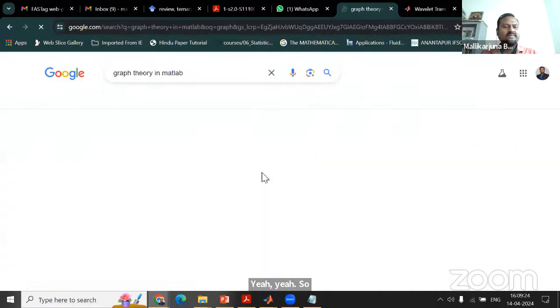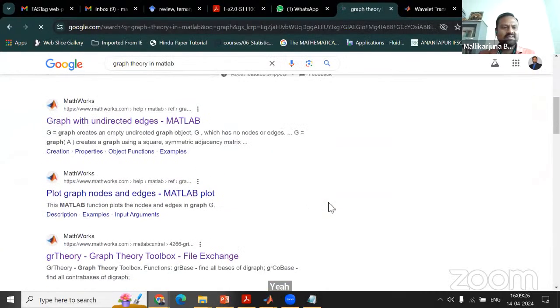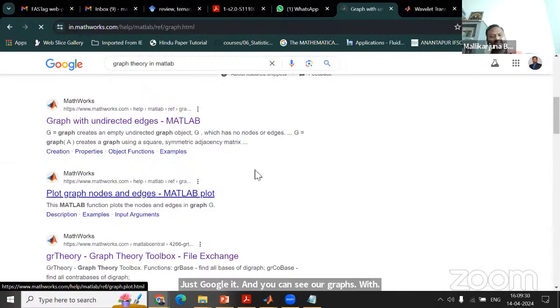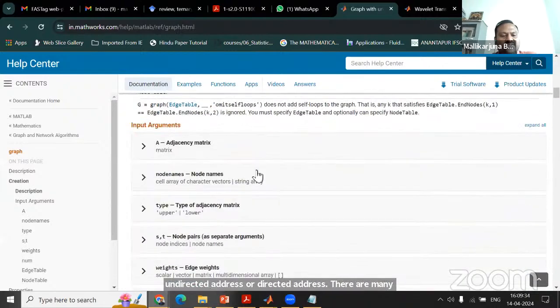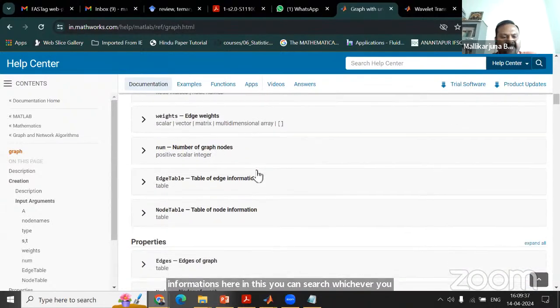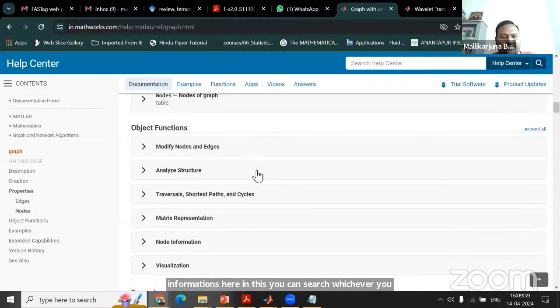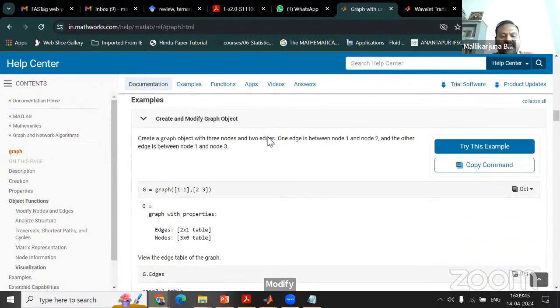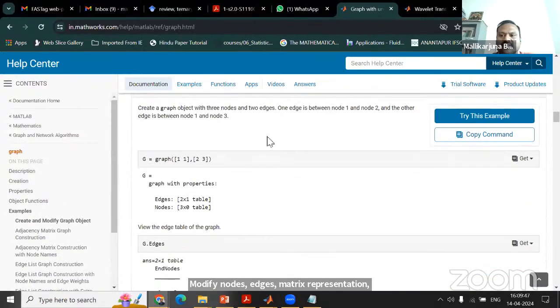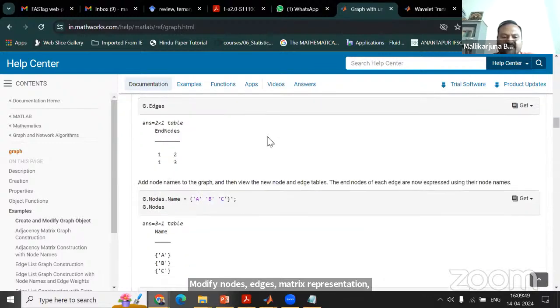Just search graph theory in MATLAB. Just Google it, and you can see graphs with undirected edges or directed edges. There is much information here. In this, you can search whichever you want. Modify nodes, edges, matrix representation, visualization. Even you can find shortest path, minimal spanning tree.